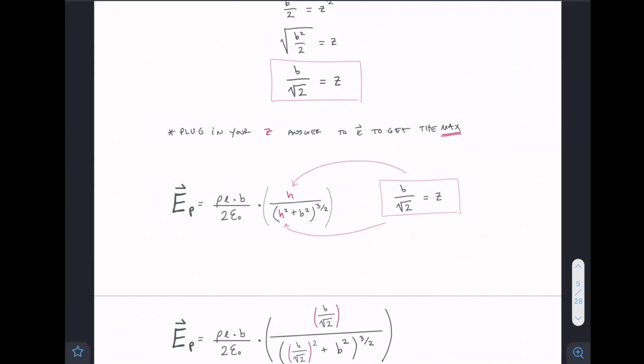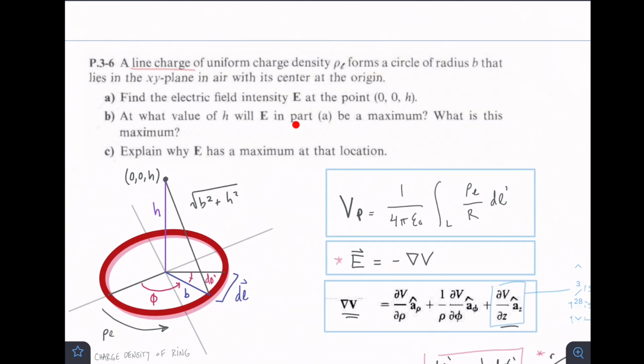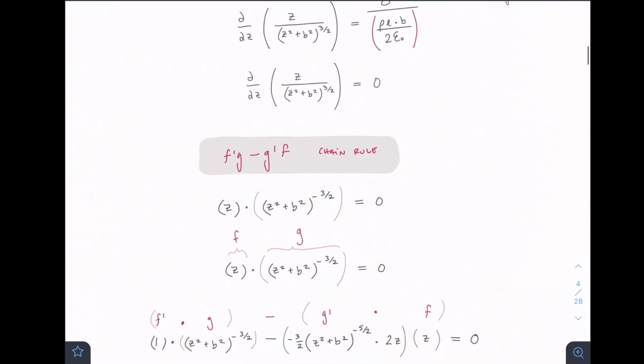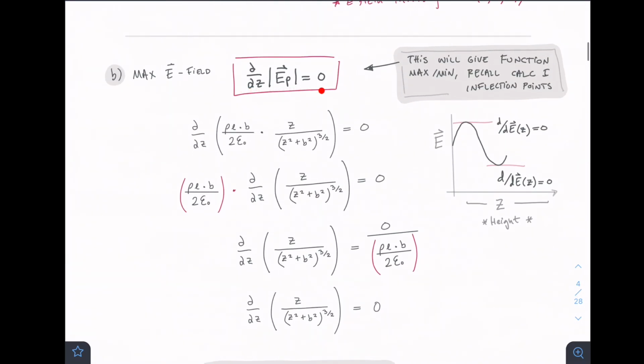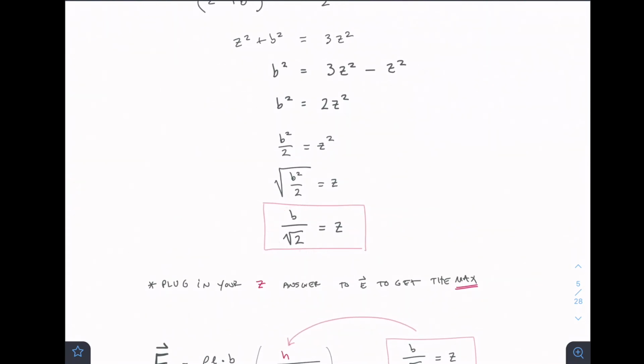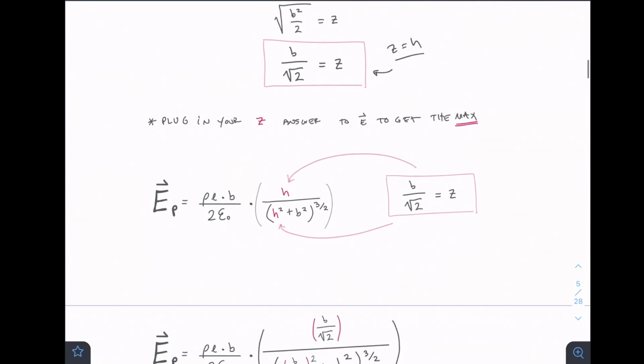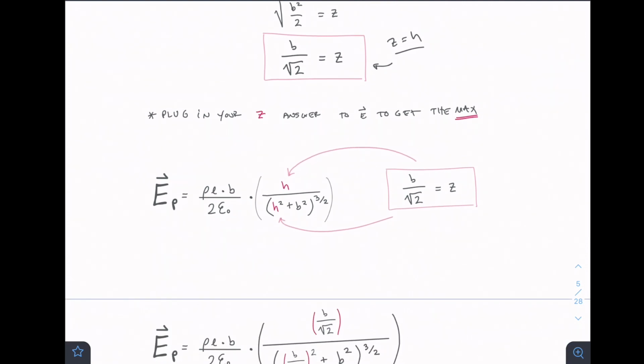So that's the second part of that question, right? Because the first part of that question in part B, if we scroll up, said at what value of h will E in part A be a maximum? So we found the value of h, and then we needed to plug it in and find the E field maximum. We solved for our z, and in this case z is equal to h. So this tells us the height where it's a maximum, and now we're plugging in the z answer to get the actual value of the E field maximum.